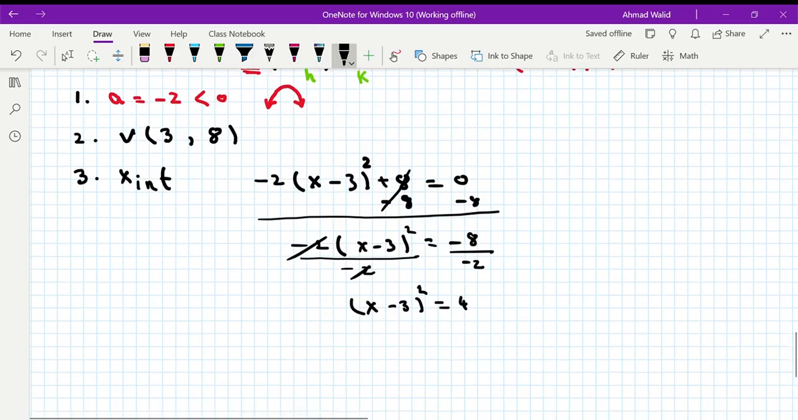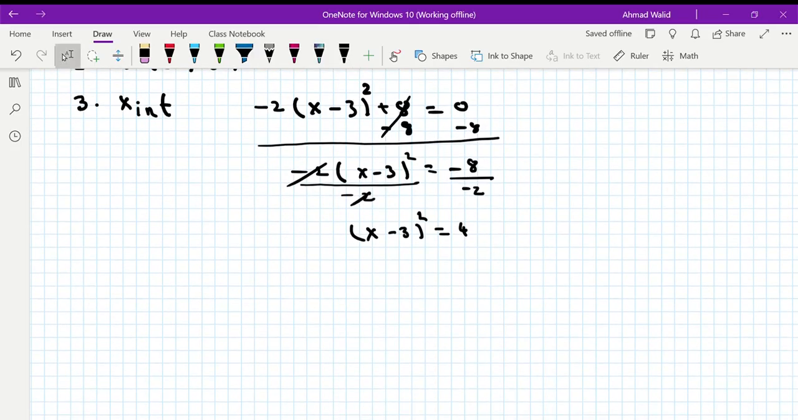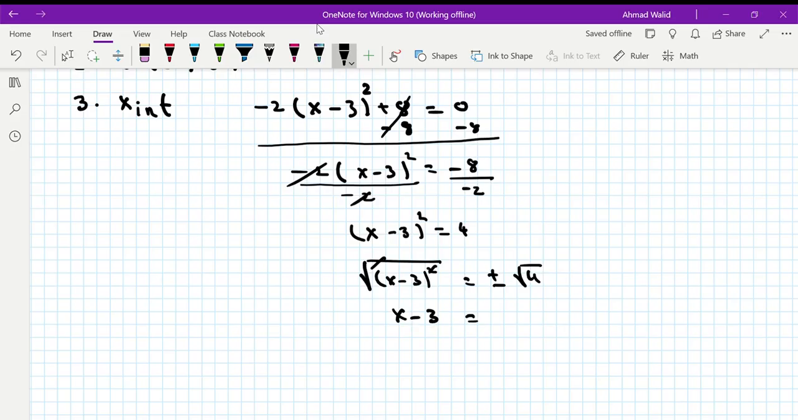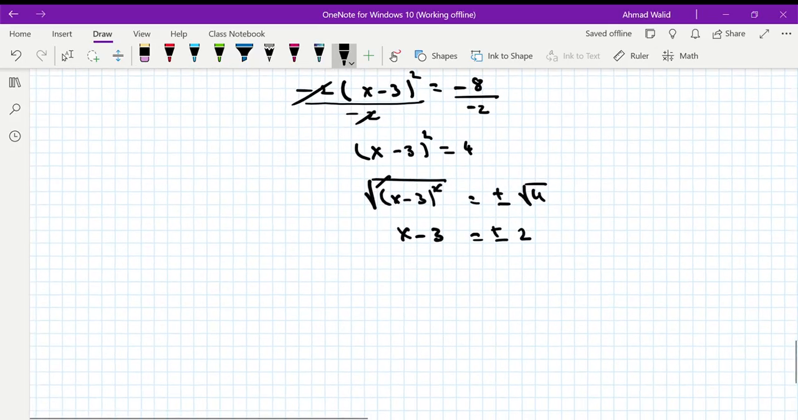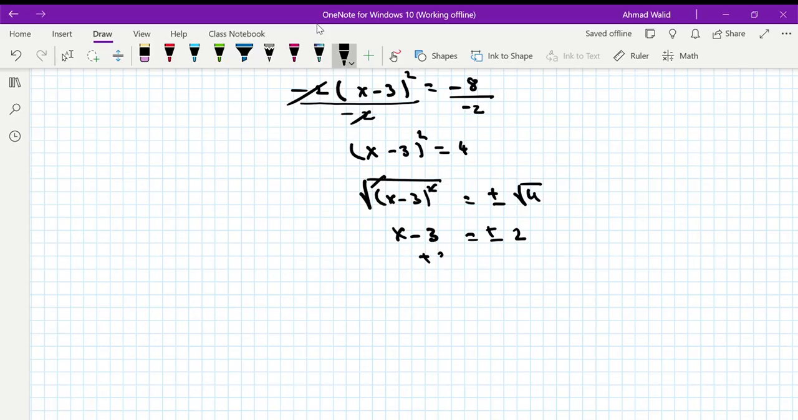You see, before we solve these types of quadratic functions, I will use the square root property to solve this equation, right? It's the easiest way. The square root of (x minus 3) squared equals plus or minus the square root of 4. Here these two cancel out. x minus 3 equals plus or minus what? 2. Square root of 4 is 2. Now add 3 to both sides.